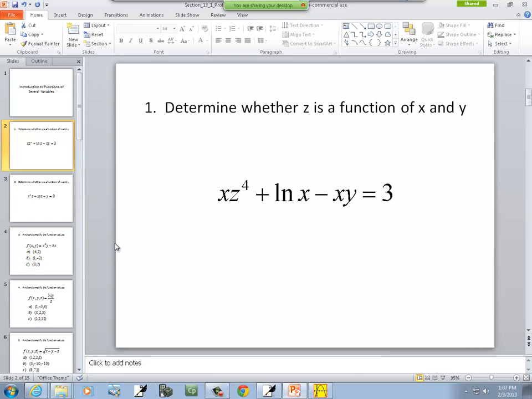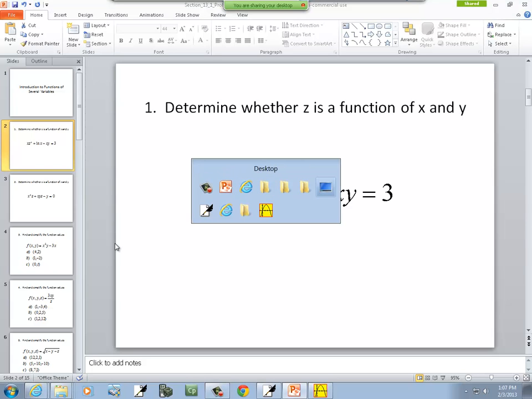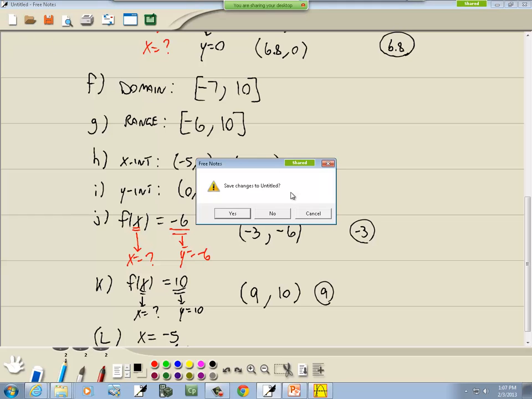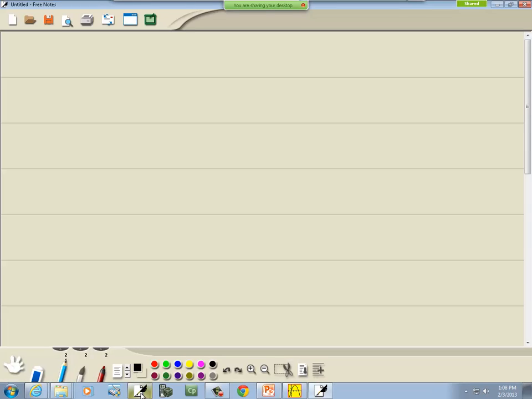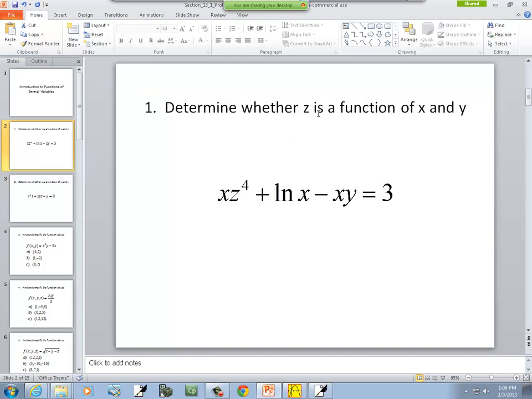The first thing talks about determining whether something is a function or not when you're talking about several variables. Remember, when we just had f of x is equal to 3x minus y, we had x over here, and then we had this function notation over here that was the same as y. Well, we're going to see something similar to that in this section. And these first ones actually just determine whether z is a function of x and y.